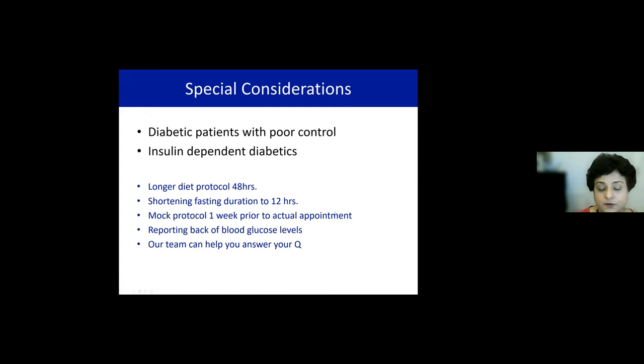We can shorten the fasting protocol from 48 hours of fast to 12 hours. This is for people who cannot tolerate fasting for long. We can do a mock protocol for 1 week prior to the actual appointment and see whether your glucose levels are normal and within the range of acceptance, and then we can do your scan. And we ask you to report back your glucose levels, so we then know it is working on you, and therefore we can then bring you into the facility to do your scan.